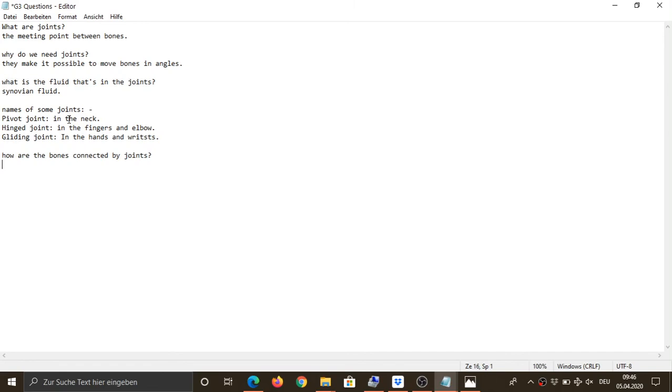The last question: how are the bones connected to joints? Or how are the joints connected to the bones? It's the same thing. How do we connect them all together with one another? It is basically the same thing.